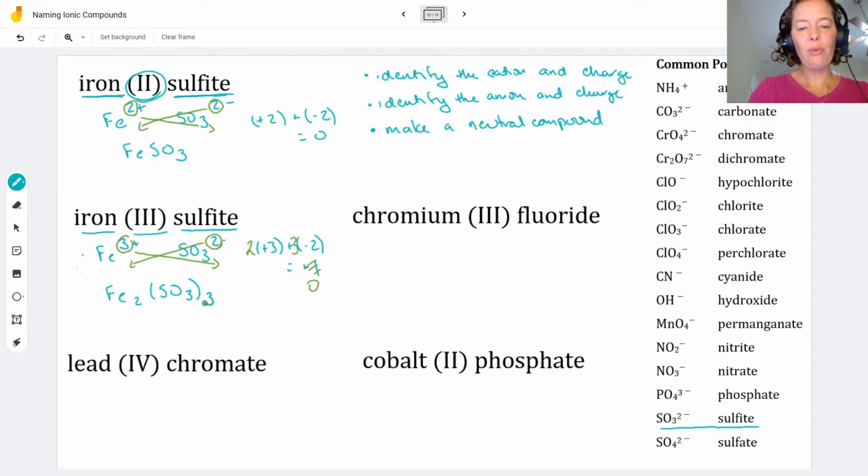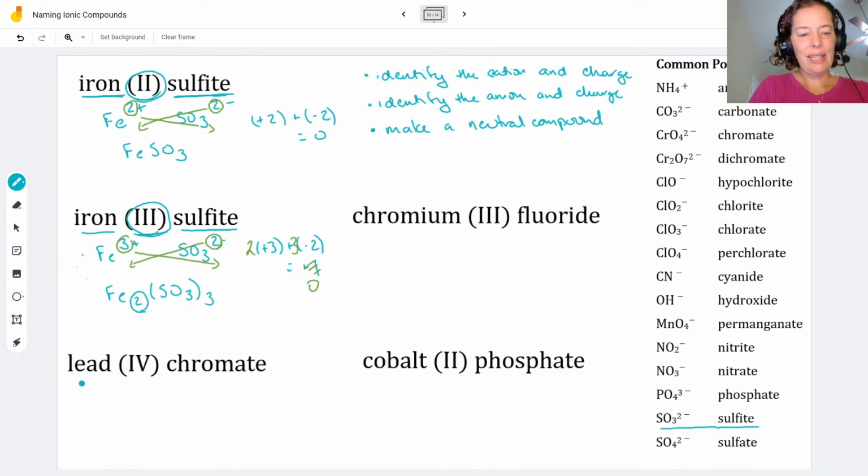Fe2(SO3)3. You can see in the name it says 3, but how many iron atoms did we actually need? We only needed 2. That's just a really big thing. It's such a common mistake that I see over and over. Your Roman numeral gives the charge. It does not tell you how many iron atoms you have.